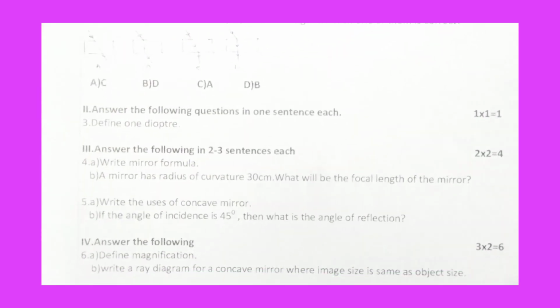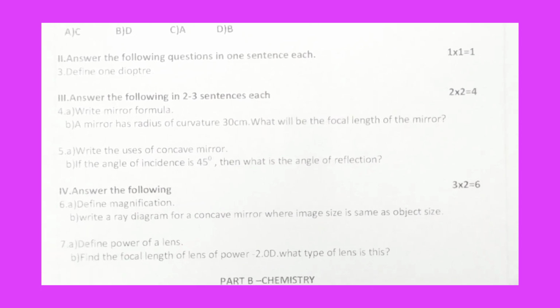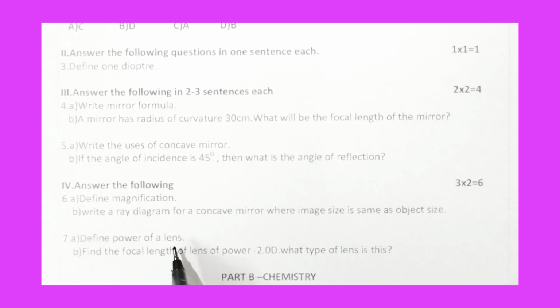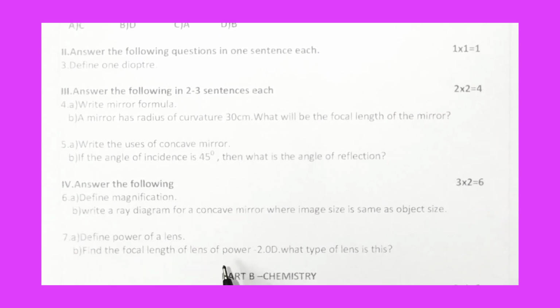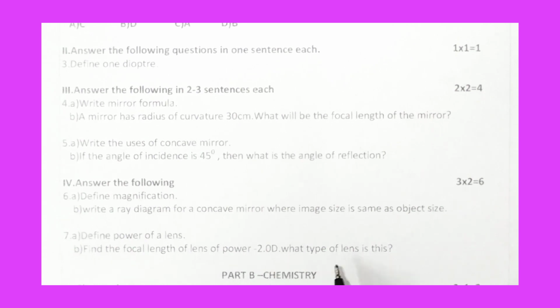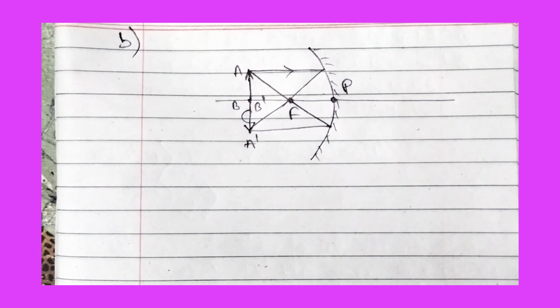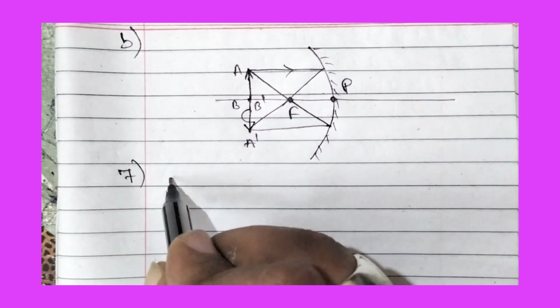So now let us move to the seventh question. This is the last question of the physics part. Define power of lens. Find the focal length of a lens of power minus 2.0 D. What type of lens is this? So first let us define the power of the lens. This is seventh question A.